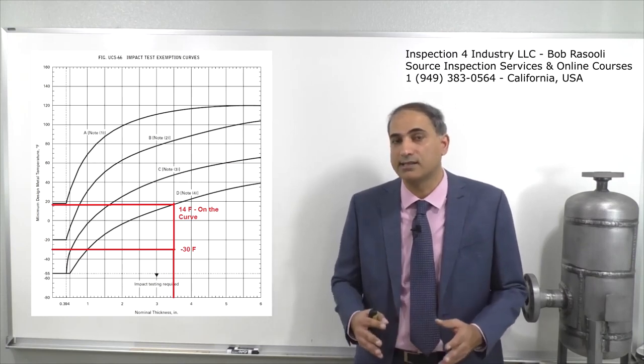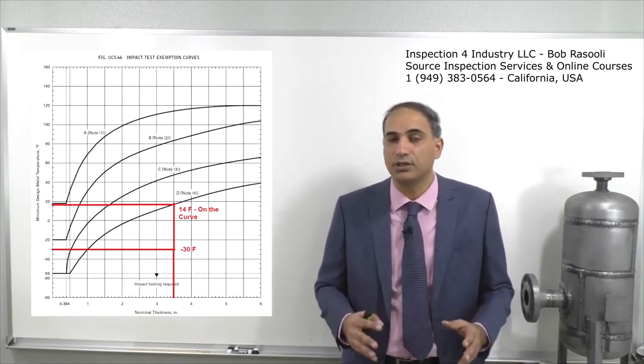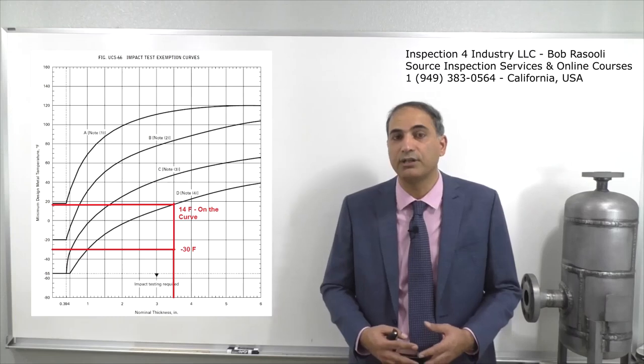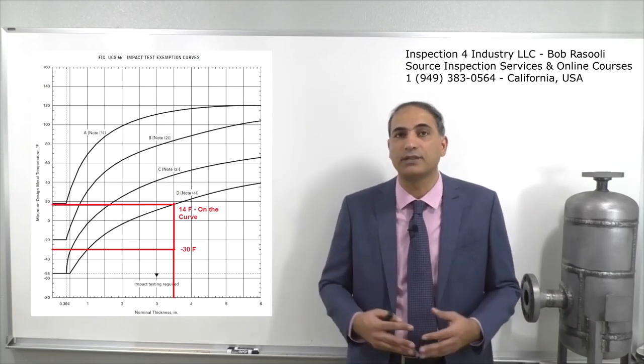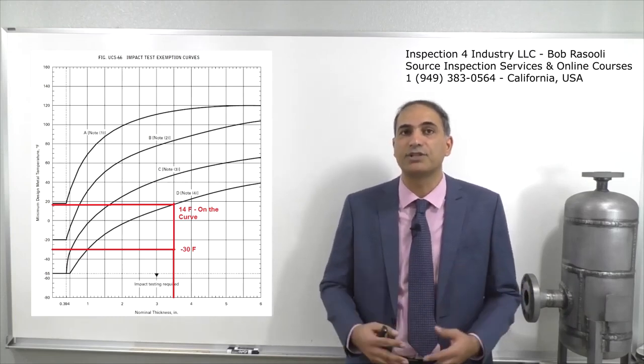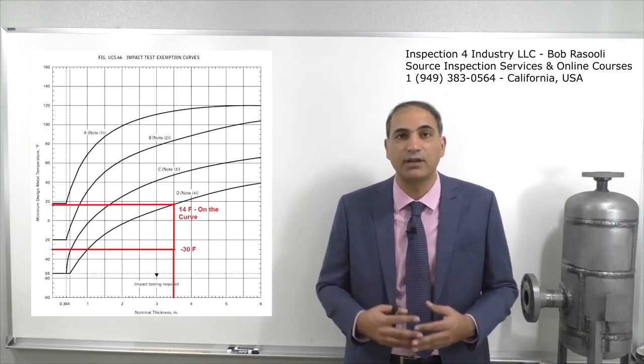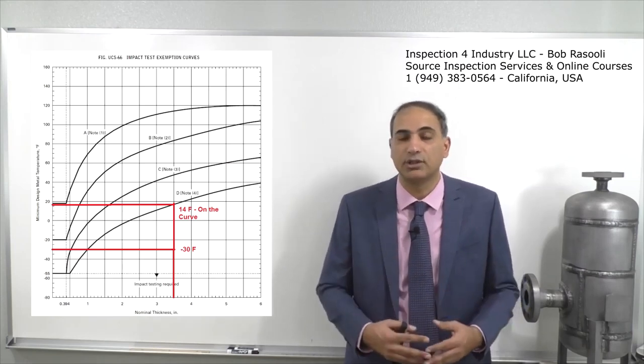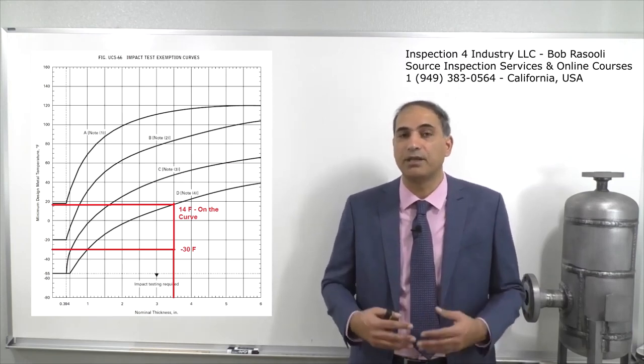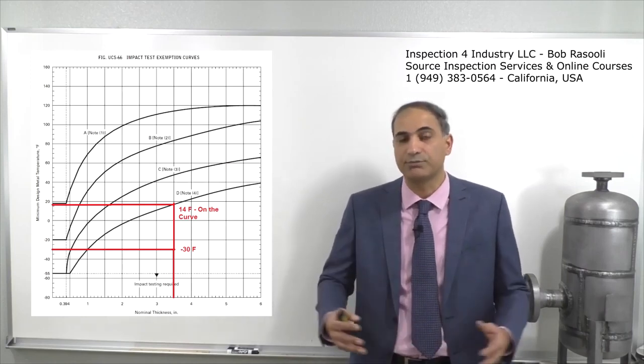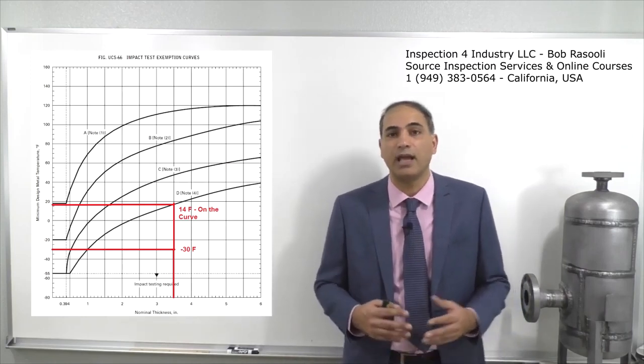As you remember, I said that the materials assigned to curve D are tougher than the materials assigned to curve C, and the materials assigned to curve C are tougher than the materials assigned to curve B, and curve B is tougher, from the toughness point of view, than curve A.